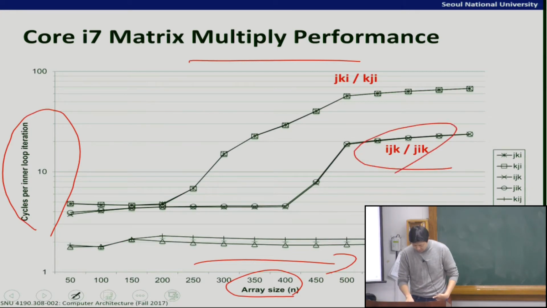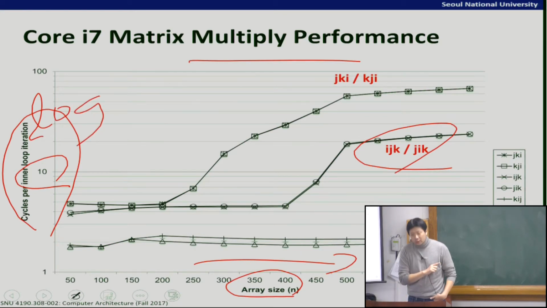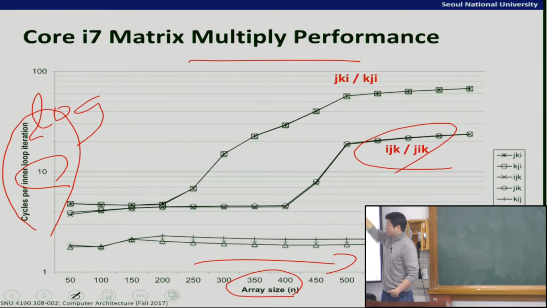Because this y-axis is shown in log scale, right? So this one is an order of magnitude slower than this one, because this is execution time, so lower is better. This one is the best case, this one is second best, and this one is the worst case, right? As expected.